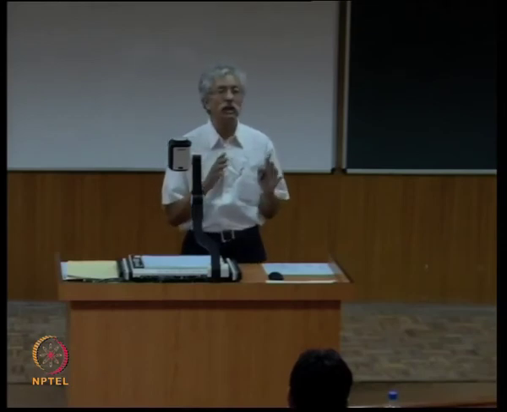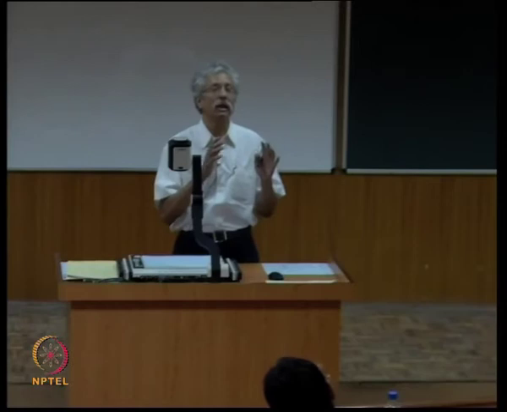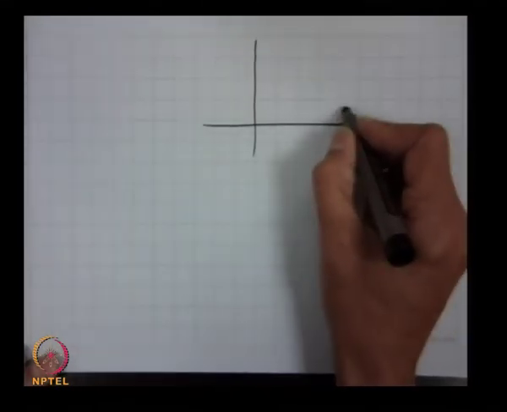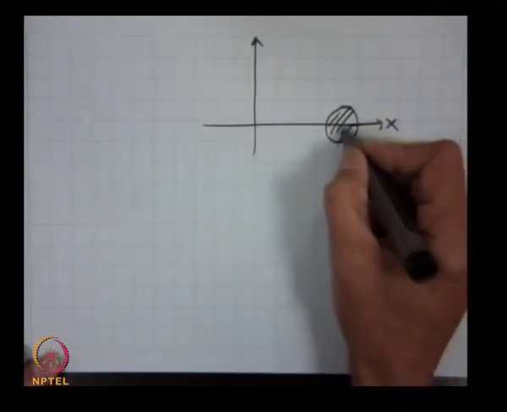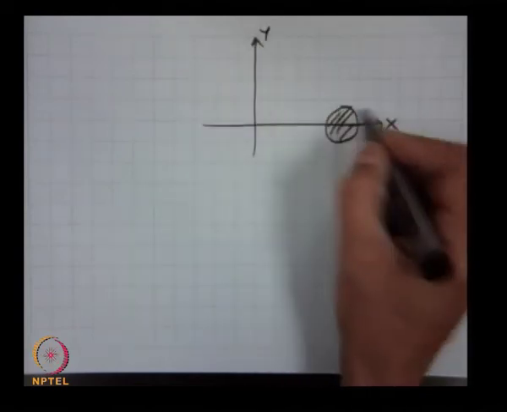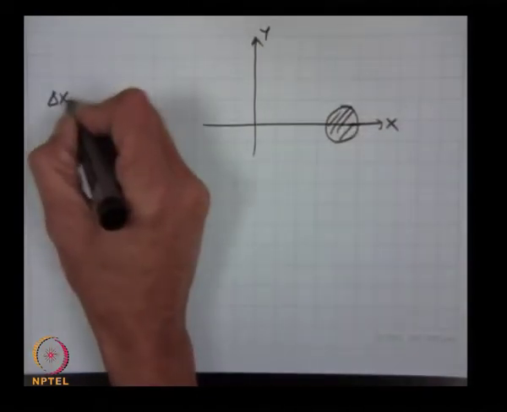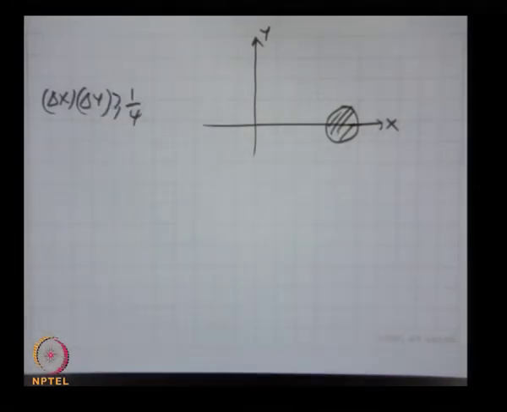In a coherent state, the noise in x and y are equal. The variances are equal. Delta x delta y is 1 by 4. Delta x is 1 by 2, delta y is 1 by 2. So we drew a coherent state like this. I could have a coherent state like this. There is an uncertainty principle which tells me that the product of delta x and delta y must be greater than or equal to 1 by 4. And when it becomes equal to 1 by 4, I get minimum uncertainty states.